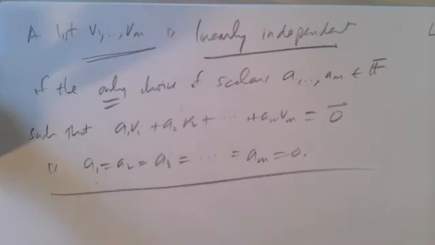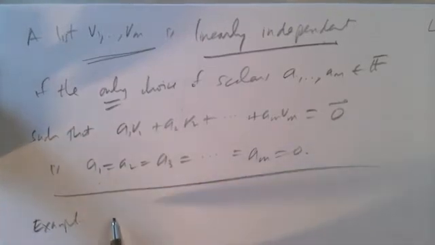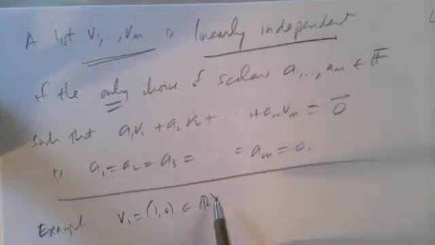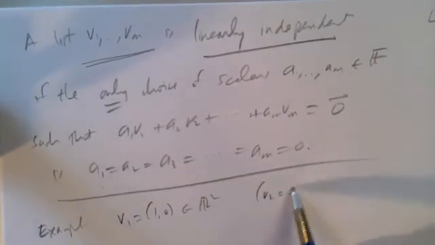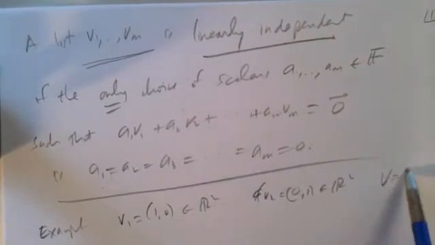So here's an example. Suppose I take V1 to be (1, 0) in R2 and V2 to be (0, 1) in R2. So my vector space is R2.